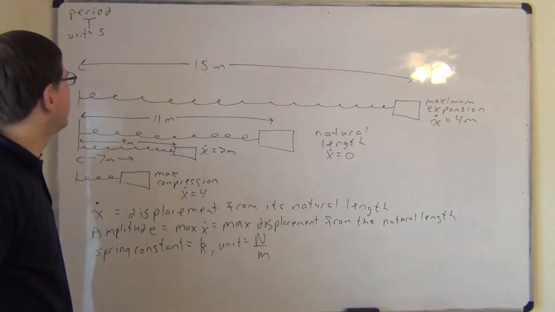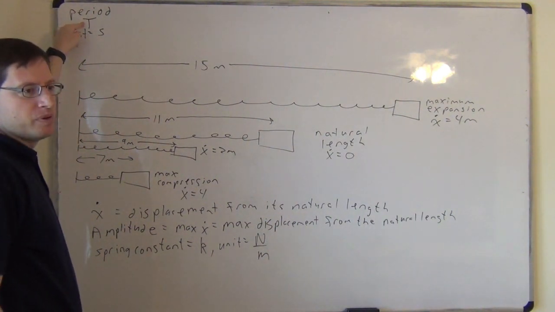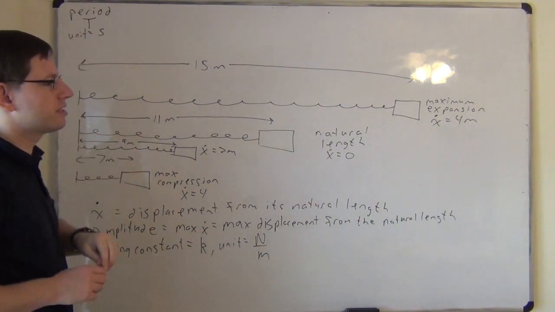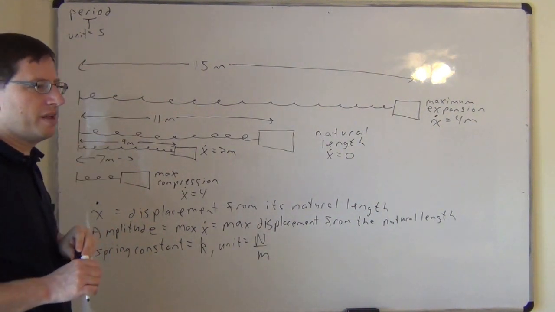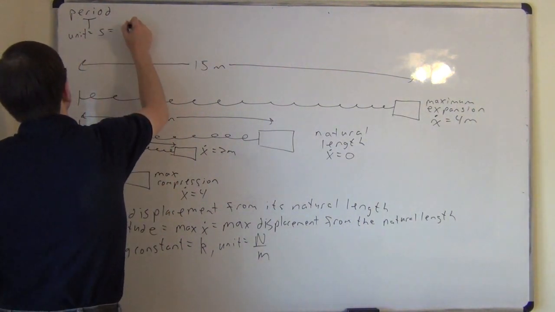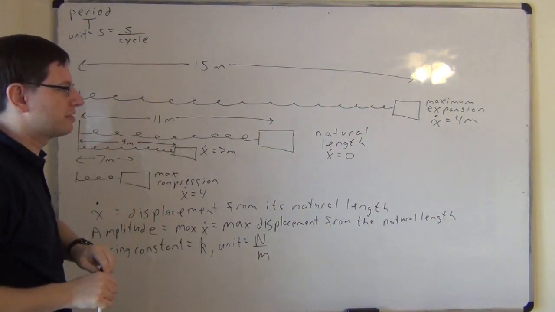How can you remember that? Well, capital T should remind you of time. This is a type of time, so it makes sense that it's measured in seconds. Now, there's another correct unit, though, that I think is more useful for a beginner. The more useful units are seconds per cycle. So both of these are correct, but I think this gives us a better sense of what period means.